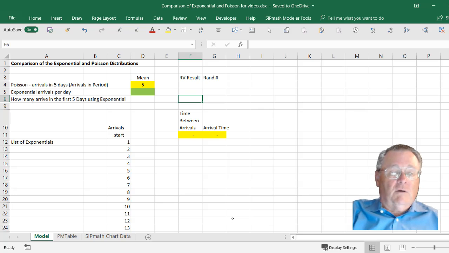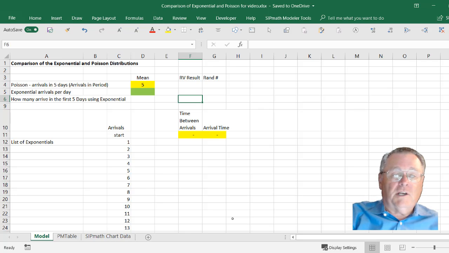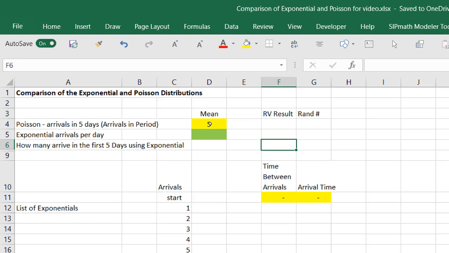Here I have a model with the kind of organization I'd like to use to demonstrate. We've already initialized this for SIPmath, so we have a PM table and a PM math chart data. The first thing, let's talk about Poisson. Poisson is a discrete distribution, so it's going to give you integer numbers. Let's assume for discussion purposes, we're going to look at a 5-day time period, and in this time period, we are expecting 5 arrivals. That's the average. So let's generate that Poisson distribution.